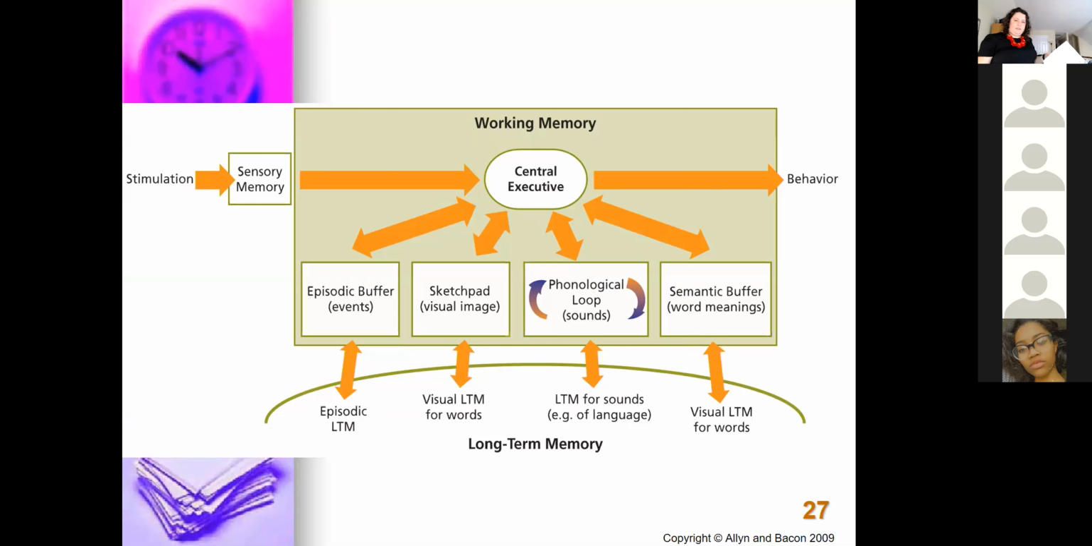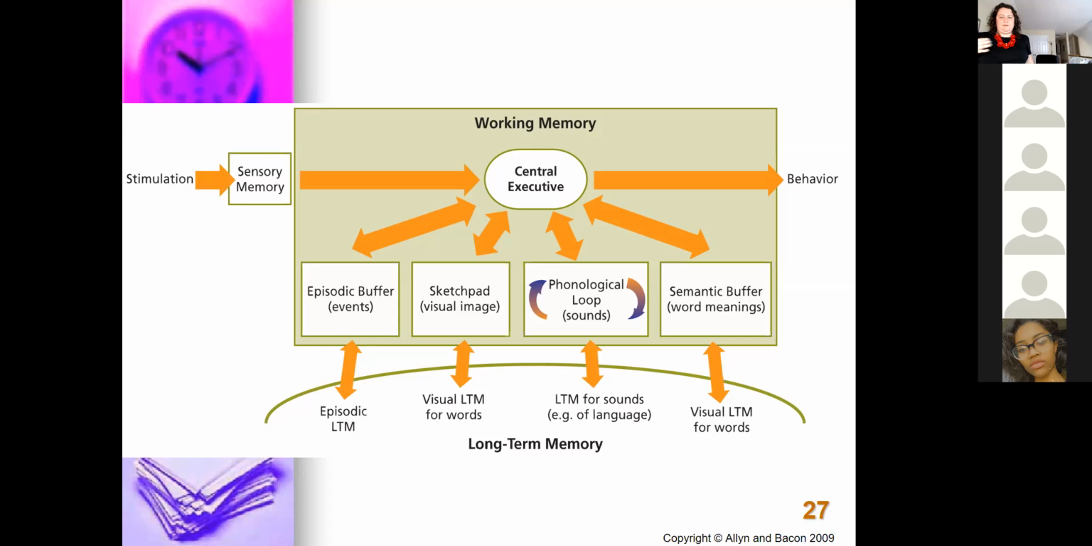So this next diagram shows us all the ways that these different components of working memory interact. We get the stimulation from outside of us, or sometimes it's within us, right? If you have something internal going on you need to pay attention to. That goes into your sensory memory, and that goes to the central executive. And the central executive decides, what do we need to pay attention to? What can we just let slip by us?